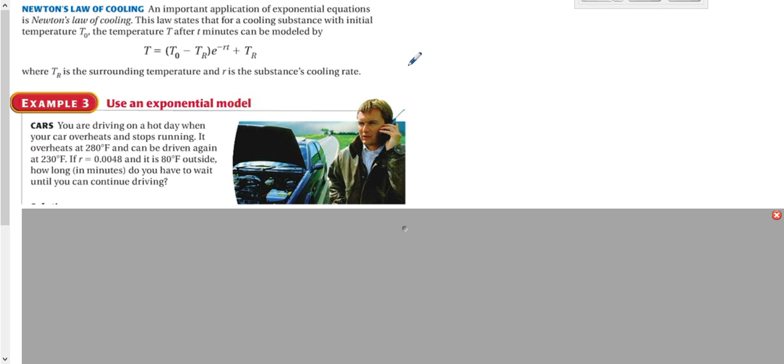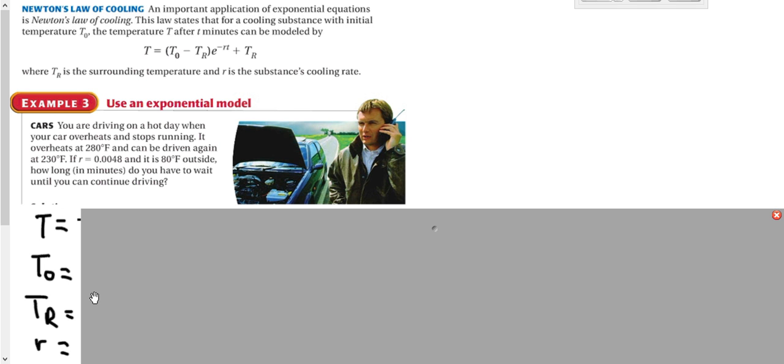So the first thing I want to do is identify what these variables are. I need to know what T sub 0, T sub R, and r are going to be. So the first thing I'd like you to do in your notes is write those down. Let's write down the equation and T sub 0, T sub R, and r. And as I read through this, everything is defined for me.